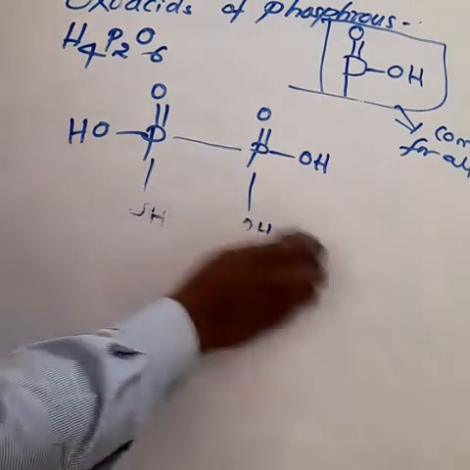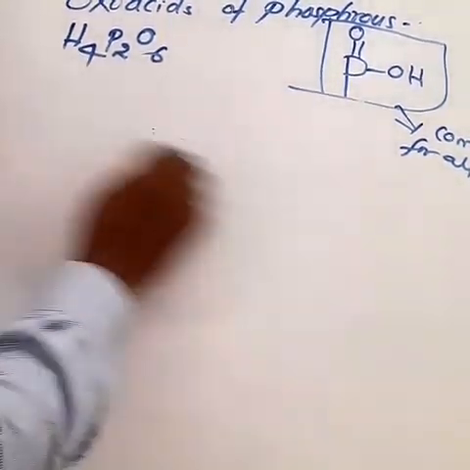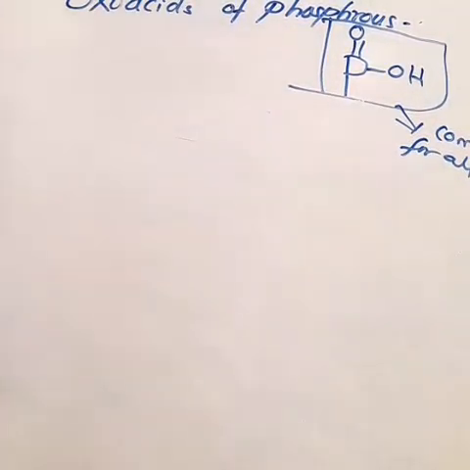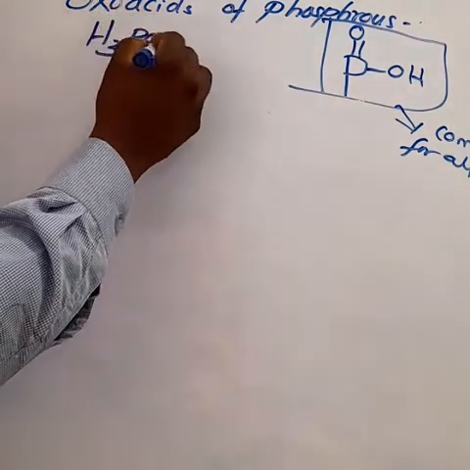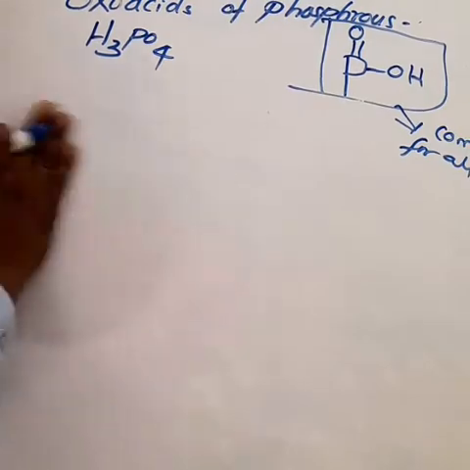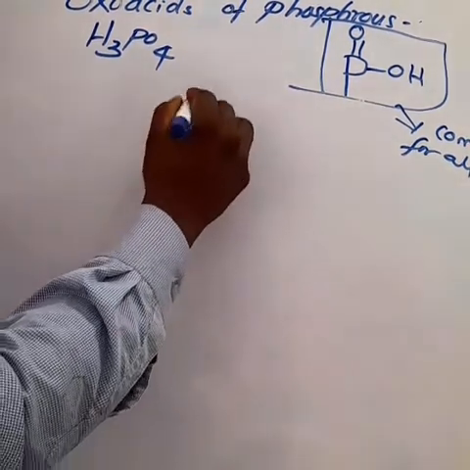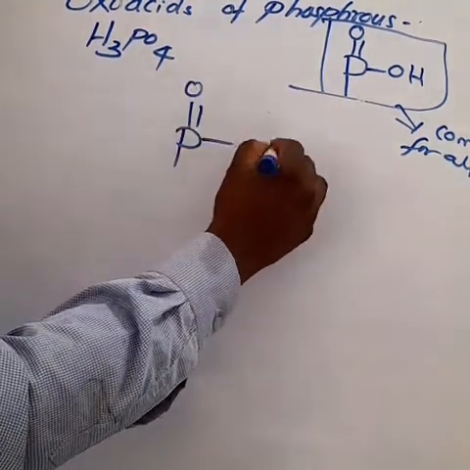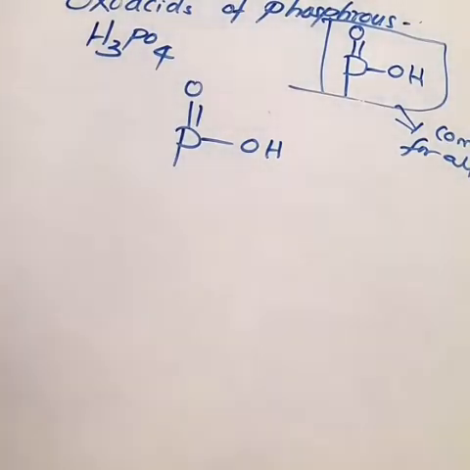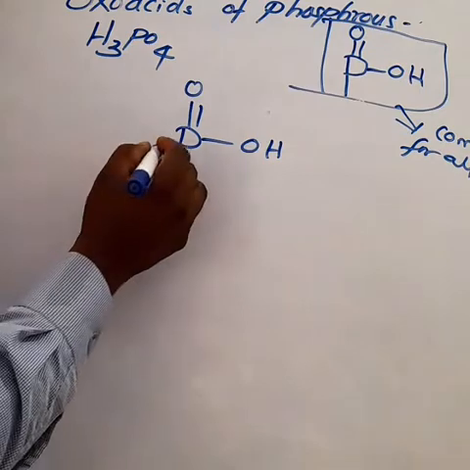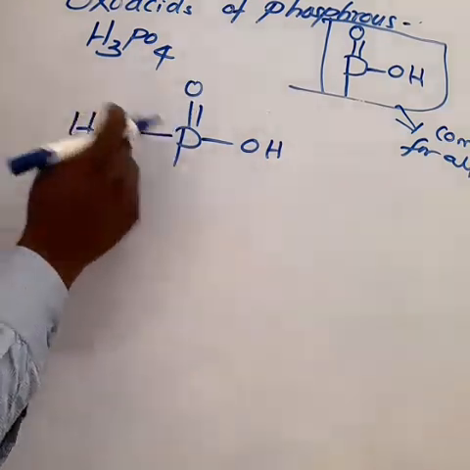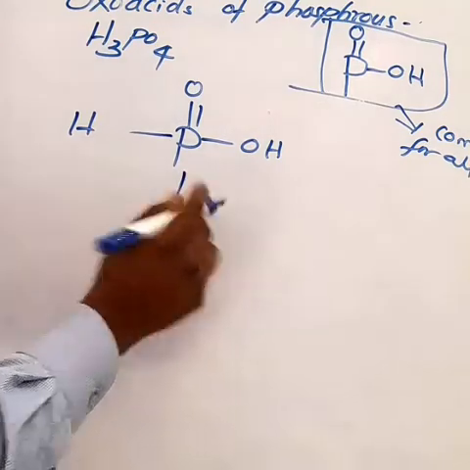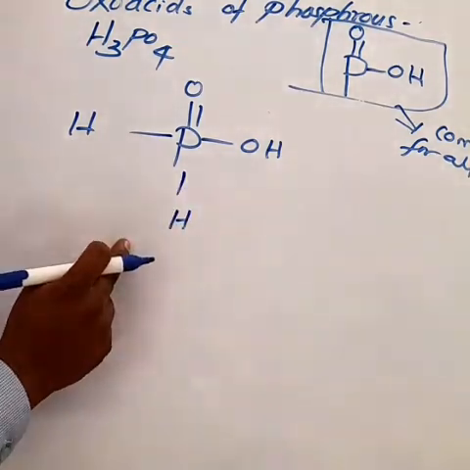Next one, orthophosphoric acid. What is the formula? H3PO4. Then which one is the common group? P double bond O, OH is the common one, am I right? So how much oxygen is remaining and how much hydrogen is remaining? Out of 3, 1 hydrogen is used. Remaining 2 hydrogen. Then oxygen.